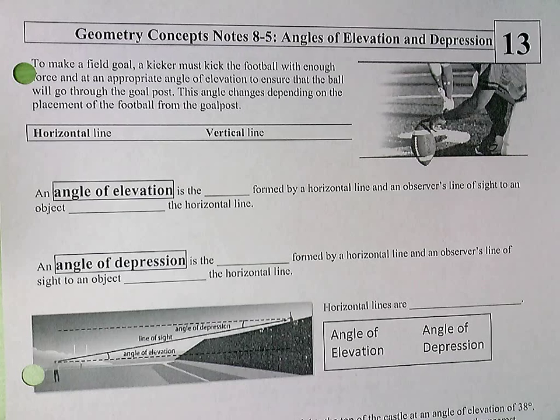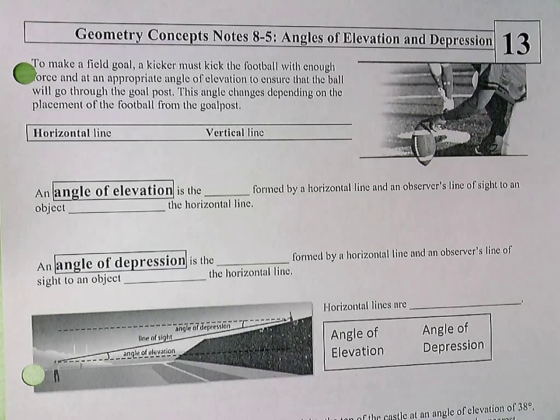So we're looking at angles of elevation and depression. To make a field goal, a kicker must kick the football with enough force and at an appropriate angle of elevation to ensure that the ball will go through the goal post. This angle changes depending on the placement of the football from the goal post. So that kick of the football as it goes through the goalpost makes an angle of elevation from the ground up through that goalpost.